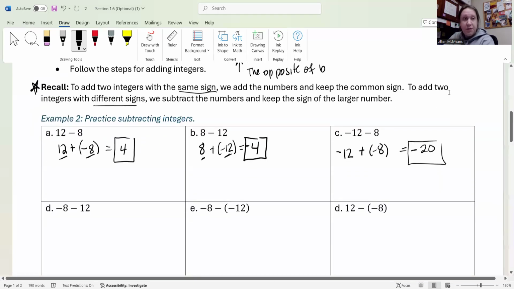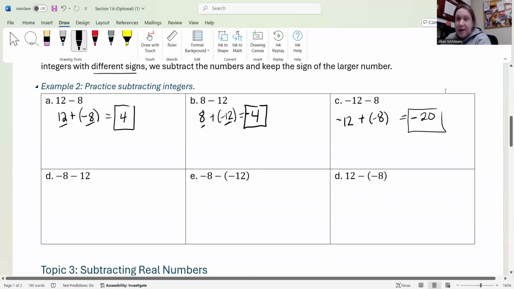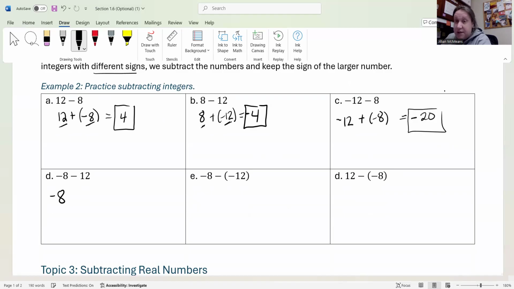Next three examples. Part D, we had -8 minus +12, so I'm going to keep my -8. Instead of subtracting +12, I'm going to add the opposite, which is adding -12. So again, I'm adding two numbers with the same sign. That means I add the absolute values and then keep whatever sign I started with.